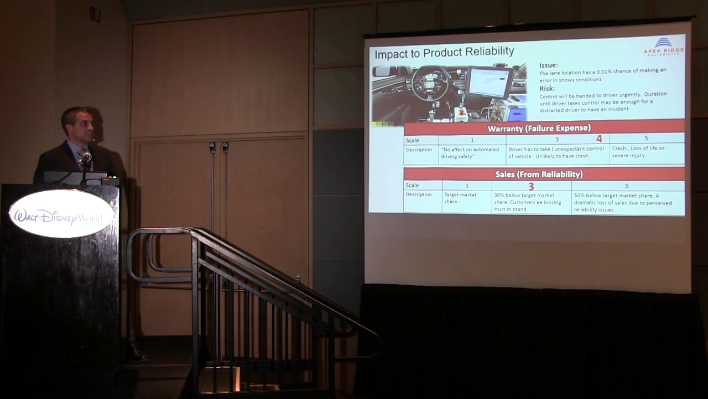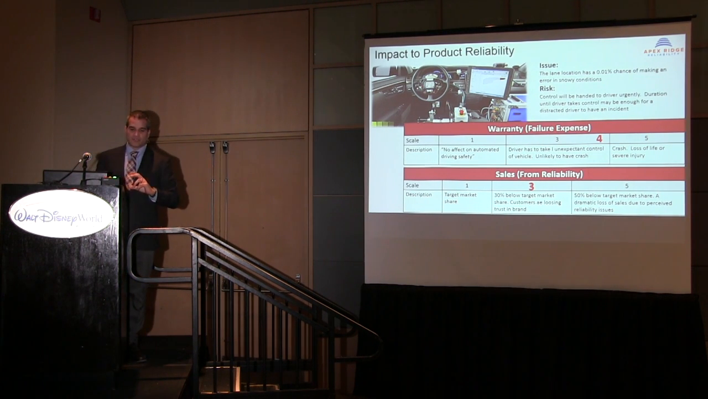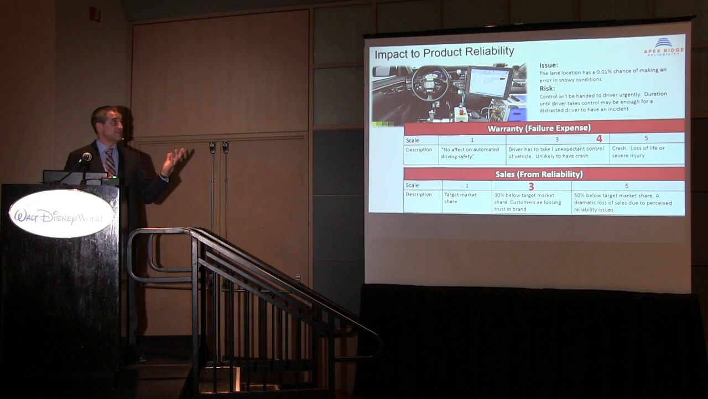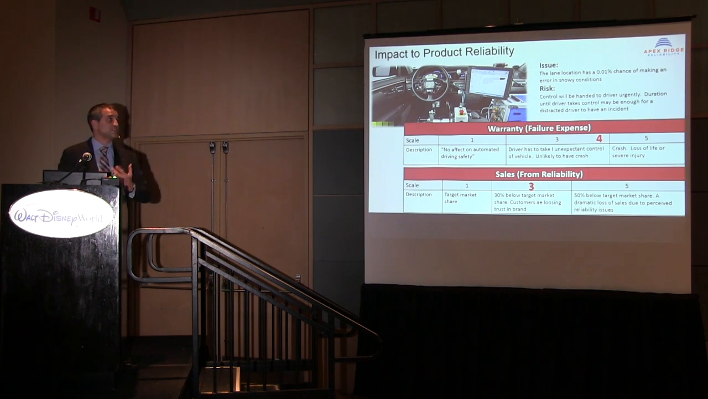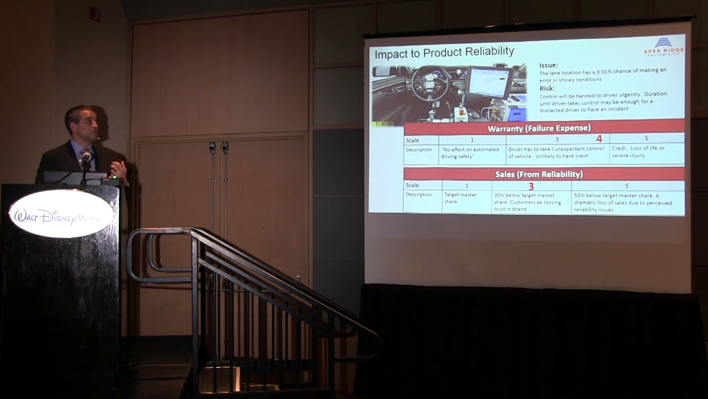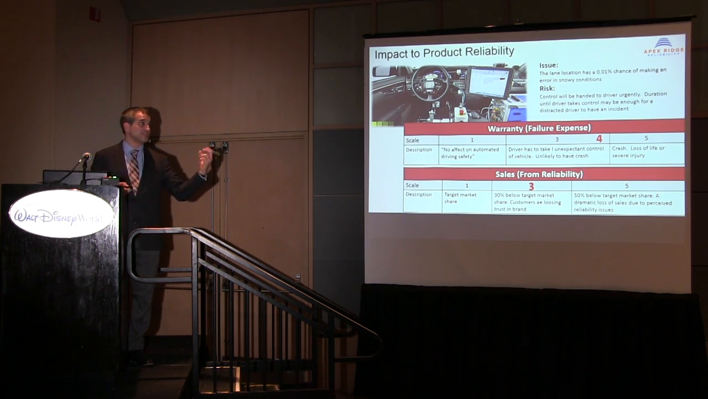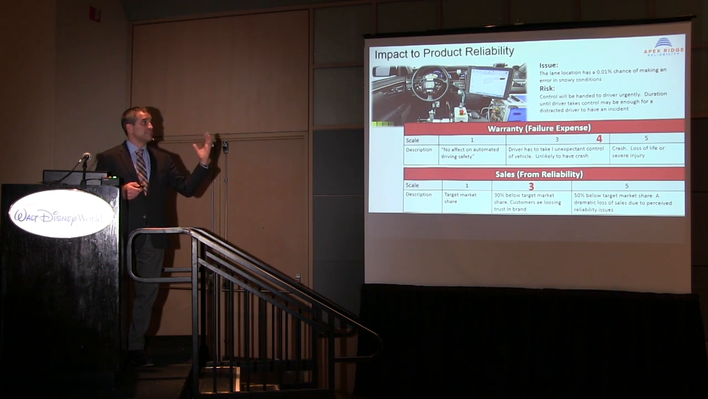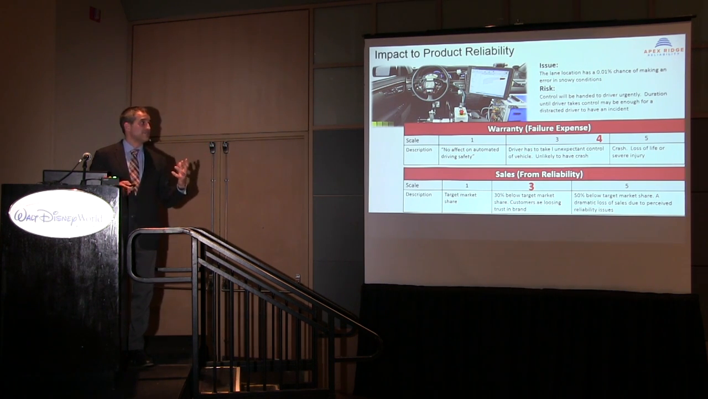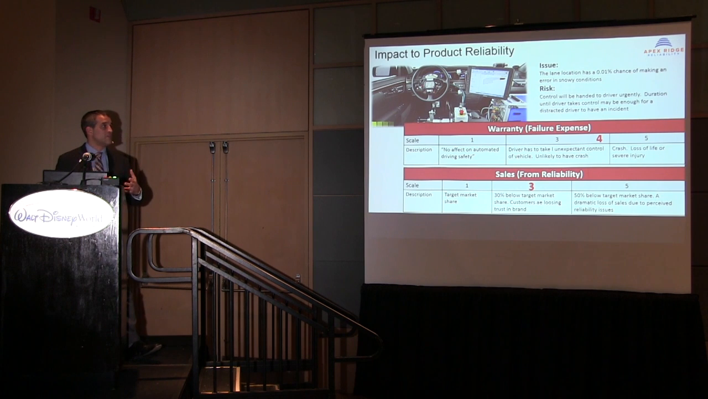So what if we had a situation where they're trying to make a decision regarding a program? They've found an issue like the lane location has a 0.01 chance of making an error in snowy conditions. The visual system has an issue. So the risk is the control will be handed to the driver urgently. The duration until the driver takes control may be enough for a distracted driver to have an incident.